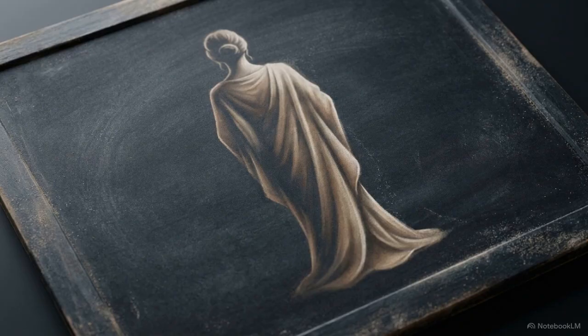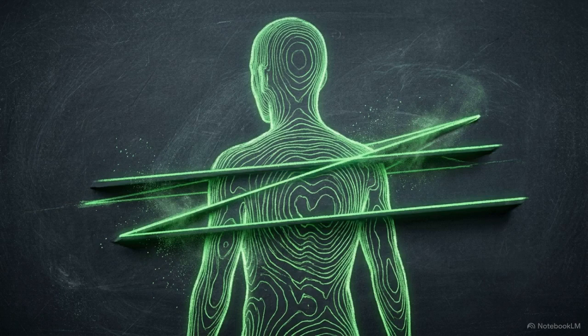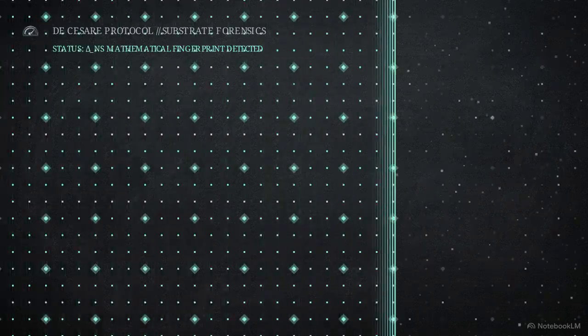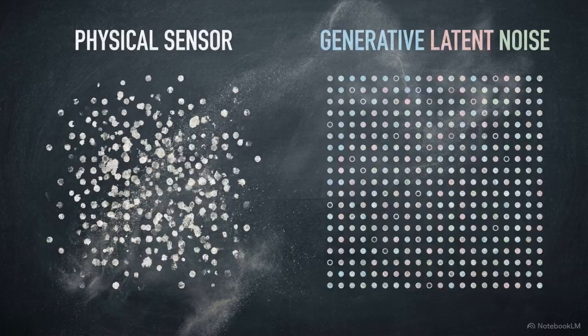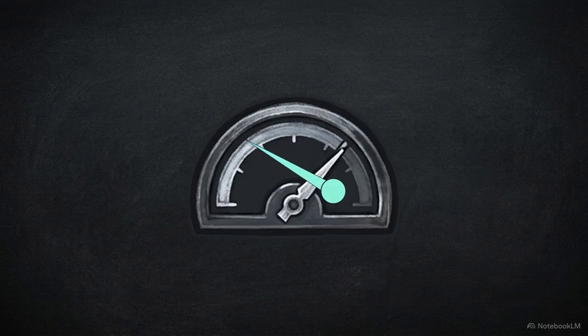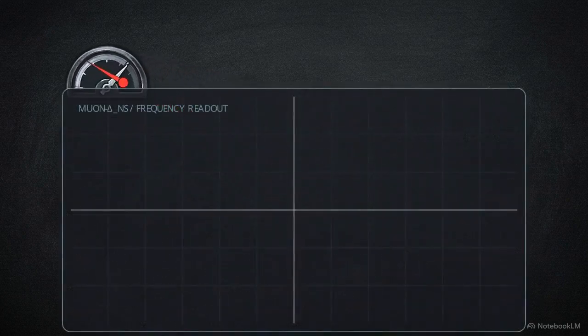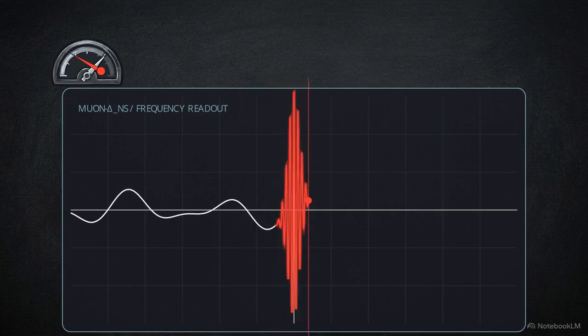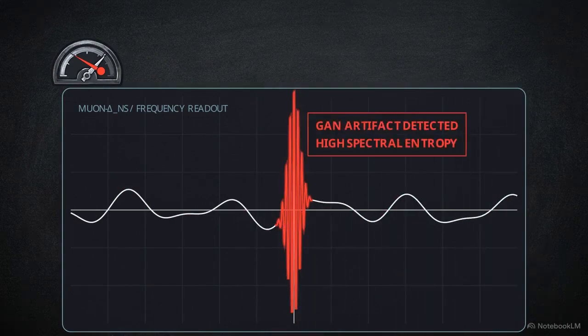When the pixels appear flawless to the eye, the hypergraph must rely on deeper forensics to find a contradiction. Generative models leave behind mathematical fingerprints in their noise profiles. These profiles deviate from the natural sensor data captured by physical hardware. VITA VQ uses a specific metric called muon delta NS to measure the spectral entropy, or the noise floor, of each hyperedge. Looking at this frequency readout, we can see a smooth, natural baseline, interrupted by a jagged, high-frequency spike.